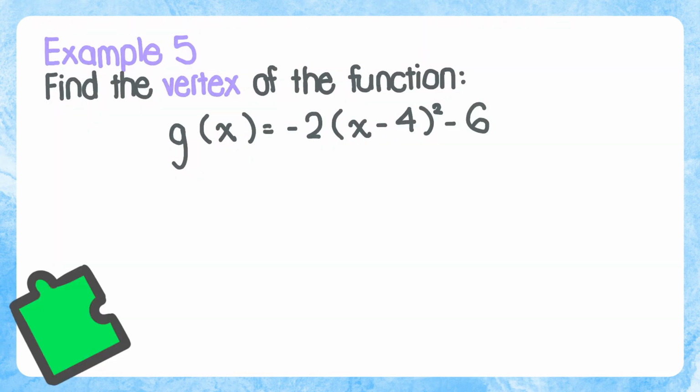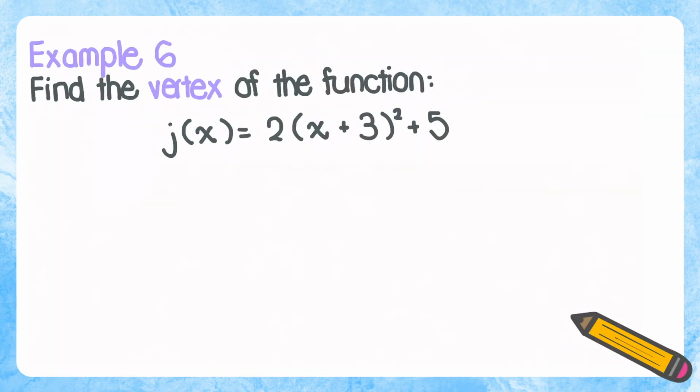On Edpuzzle, please find the vertex of this function. g of x equals negative 2 times x minus 4 quantity squared minus 6. Remember, you can use Desmos to check your work.